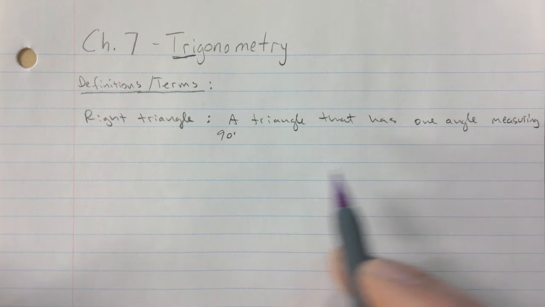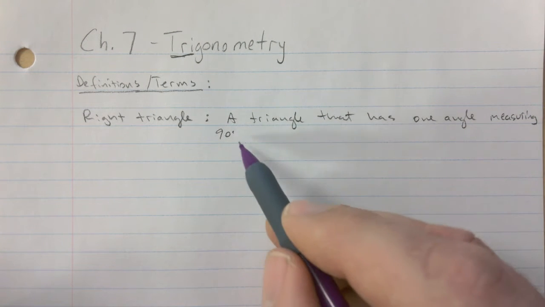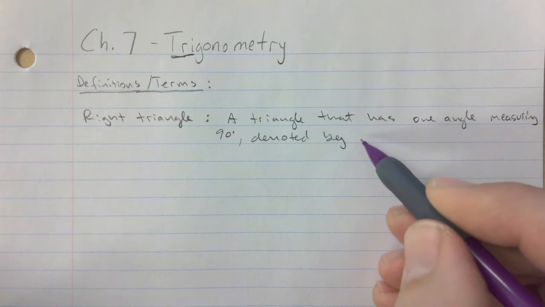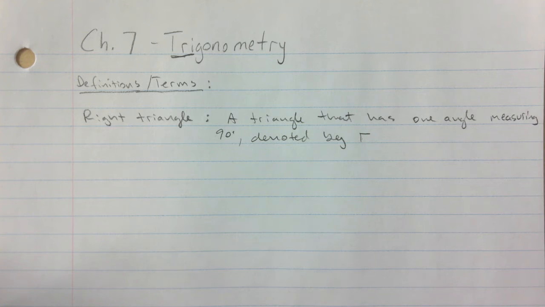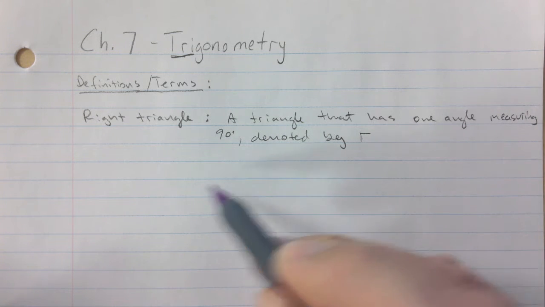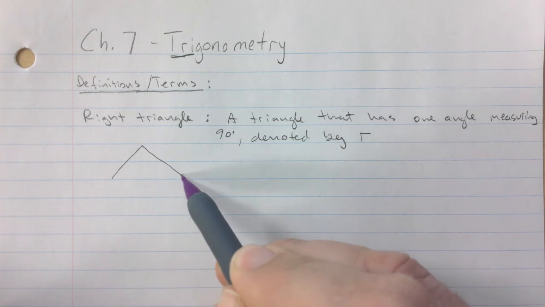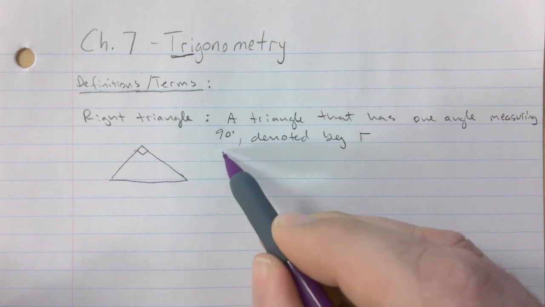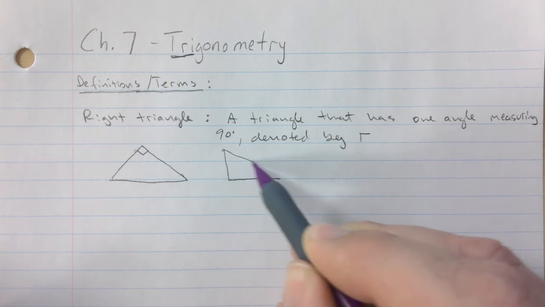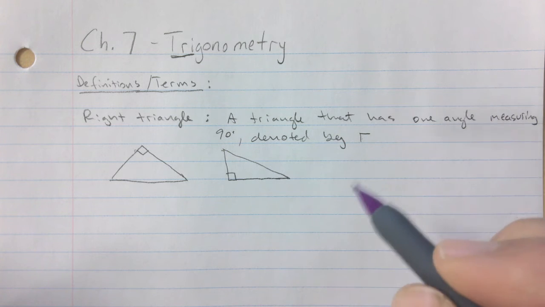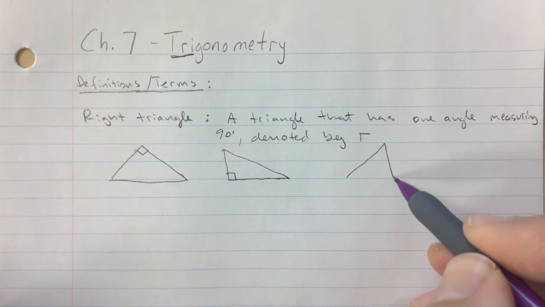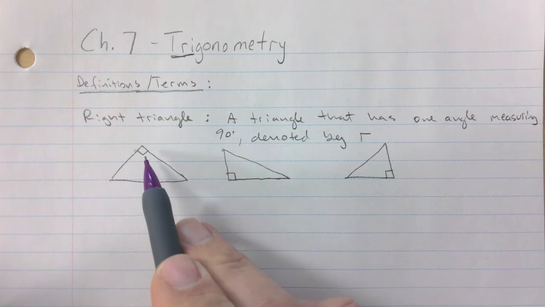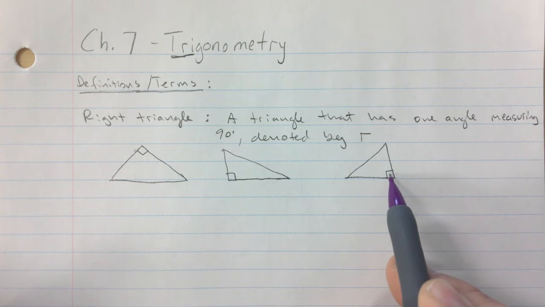So, right triangle: a triangle that has one angle measuring 90 degrees, denoted by a little box, right? So you could have a triangle like this. If you have that little box, you know that it is a right triangle. Okay, so whenever you see that, you know that it is a right triangle.